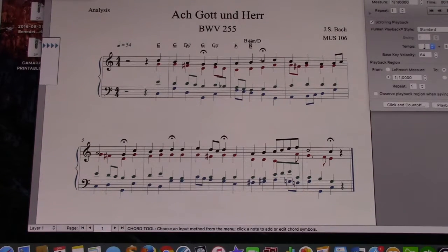The next chord goes right to C, so it's probably a 7 of that chord. Next we're back to good old G major.